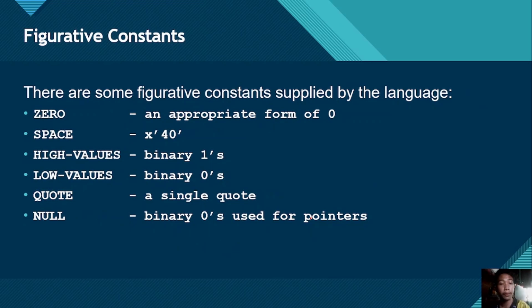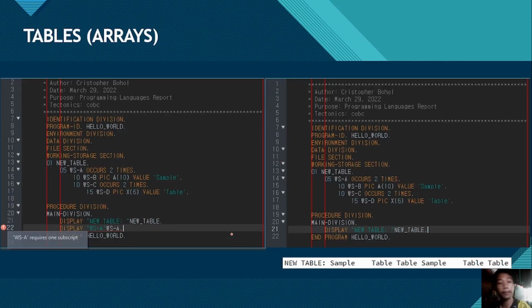So the figurative constant supplied by the language. So 0 is an appropriate form of 0. Space is the hexa of x40. The high values are binary ones. The low values are binary zeros. The quote, single quote, null is binary zeros used for pointers. But this is an advanced topic, so I won't deal with it first.